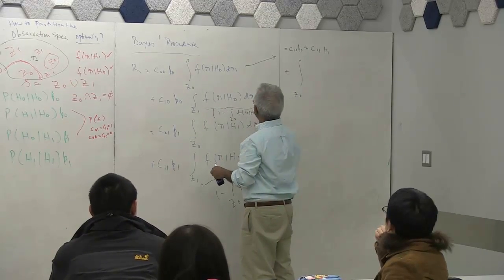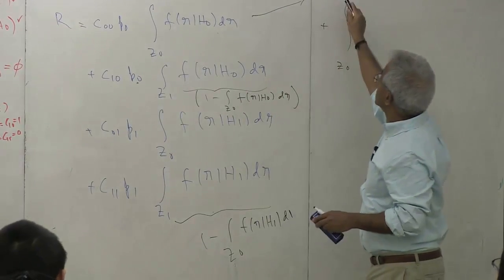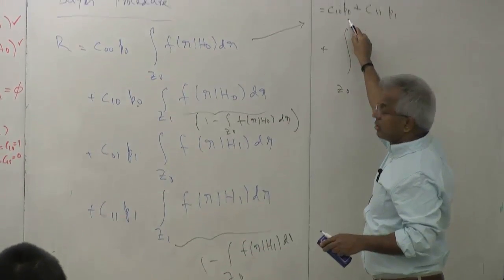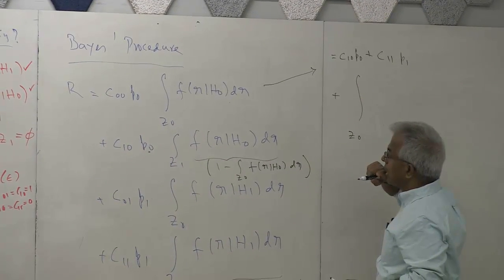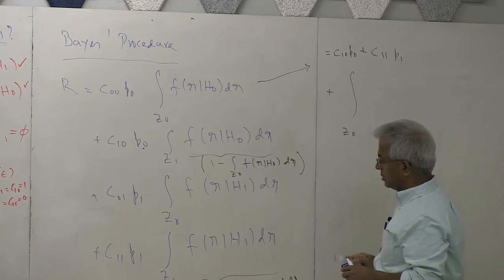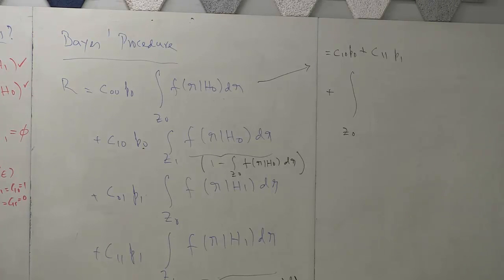Remember, this is being multiplied by this one, isn't it? Yeah, so that's what I wrote, C10 P0. All right, so what are you saying now? Oh, please go on. Yeah, hold on, let me see. Something is not right. You know, everything is good.